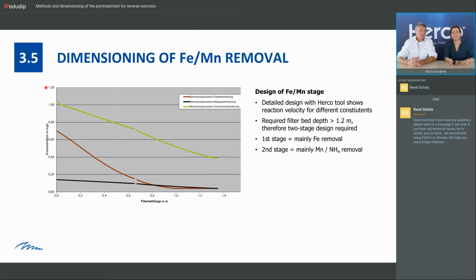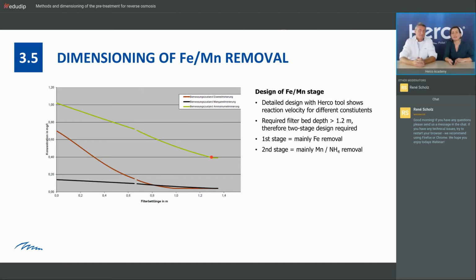You see the iron is the red one, so that drops relatively quickly. After 0.7 meters already, it's down. Manganese is lower in the beginning, of course. It's the black one. But it drops also a lot slower. So you need a second filter actually for the manganese and the ammonia removal. We have here ammonia as well.